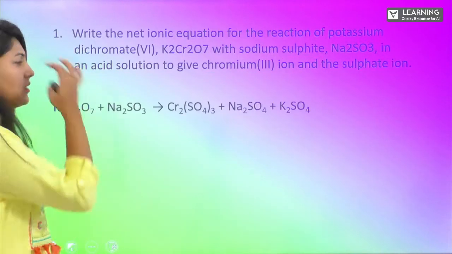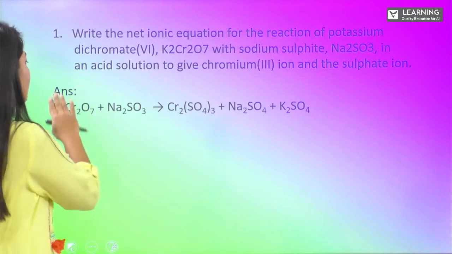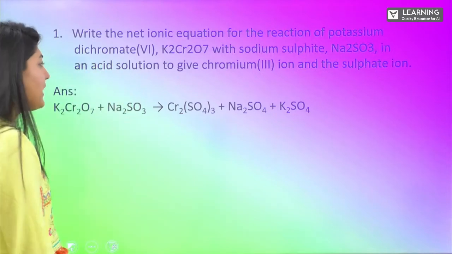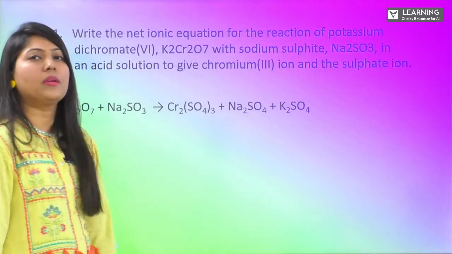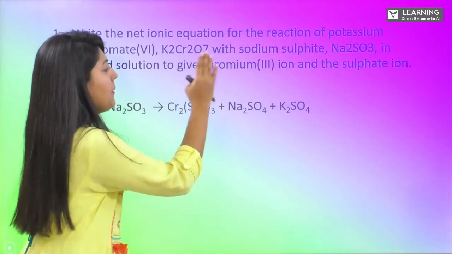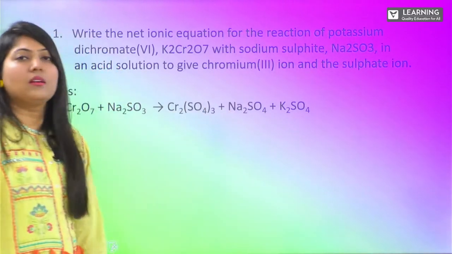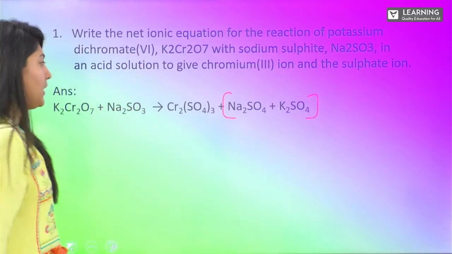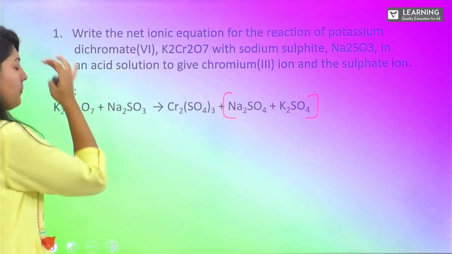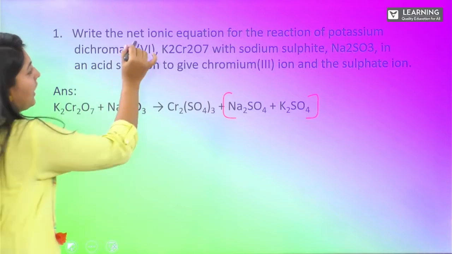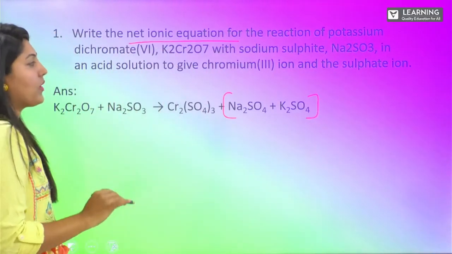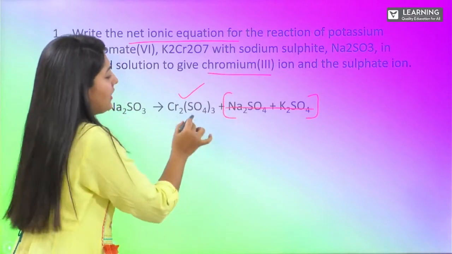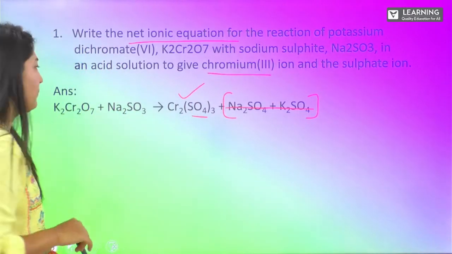So this is the general equation we get when potassium dichromate reacts with sodium sulfite, which gives you chromium sulfate plus sodium sulfate plus potassium sulfate. We are not considering the sodium and potassium sulfate, students, because they are not involved in the ionic equation. We are considering chromium as well as sulfate ions.